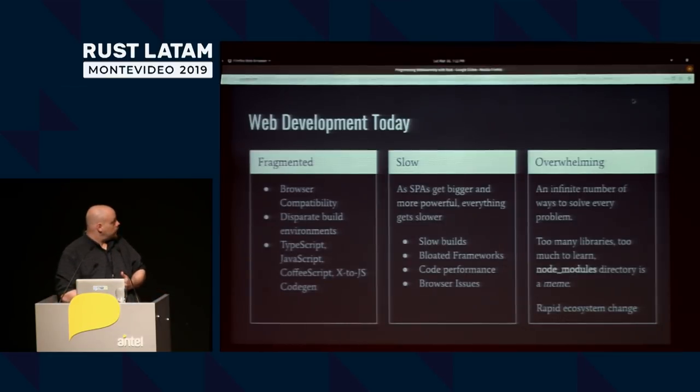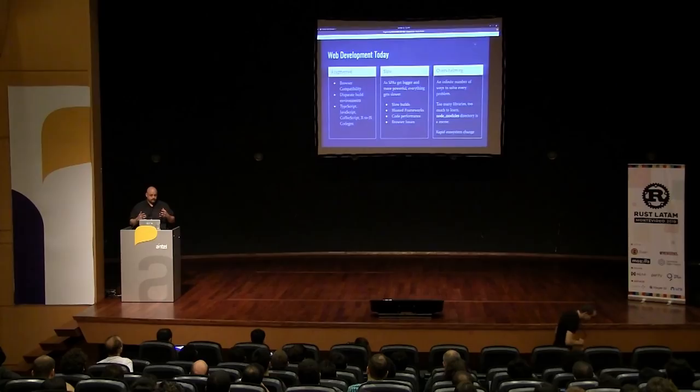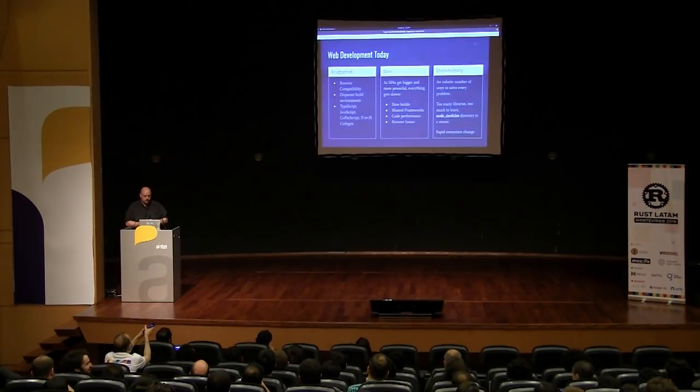This is a fairly opinionated slide, born of my hatred of front-end development. What we have with web development today is a lot of fragmentation. We have to deal with browser compatibility, we have to deal with different build environments, TypeScript, JavaScript, all the other scripts. Our applications are getting bigger, they're getting slower. I'm sure we all use Slack. I don't really need to add any more commentary there.